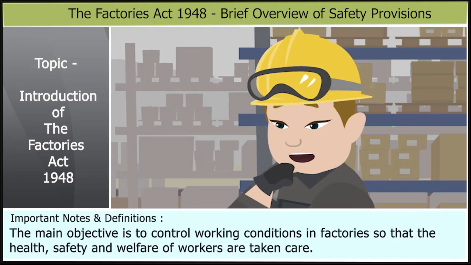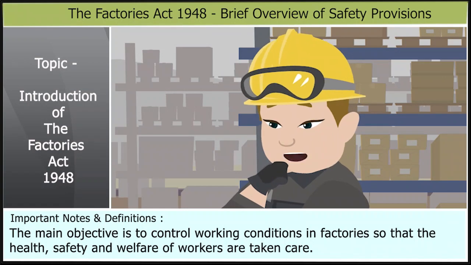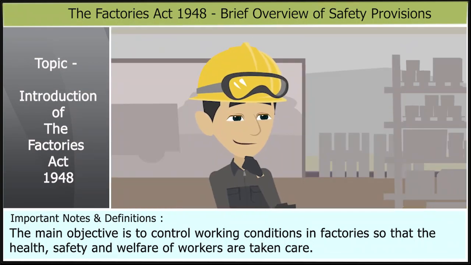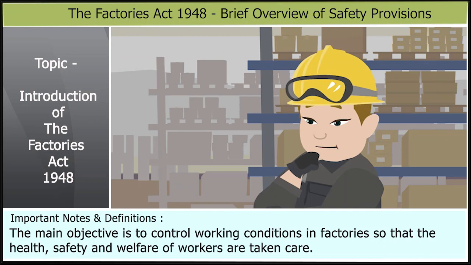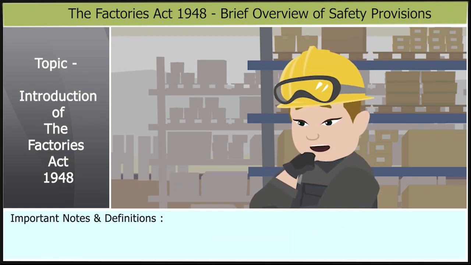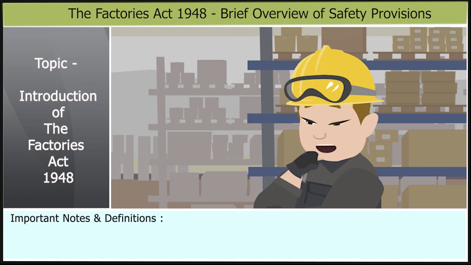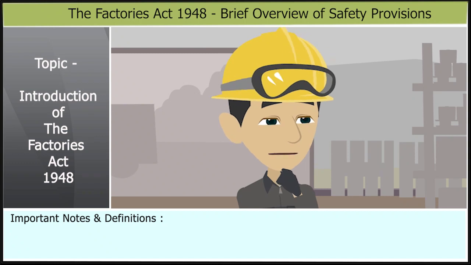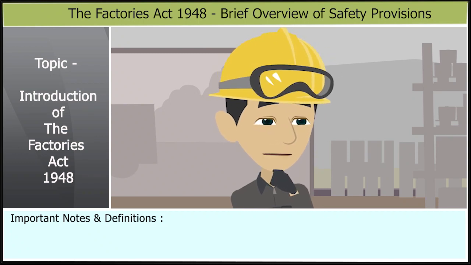The main objective is to control working conditions in factories so that the health, safety, and welfare of workers are taken care of as per Article 39(c) and 42 of our Constitution. I see. What led to the introduction of the Factories Act 1948?